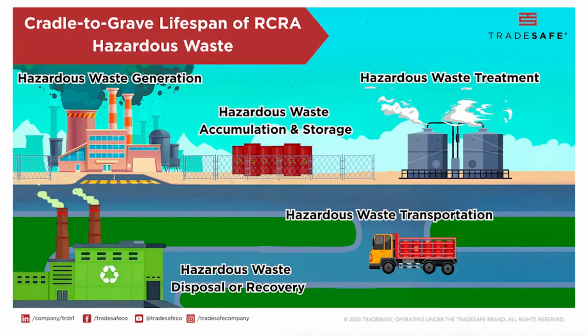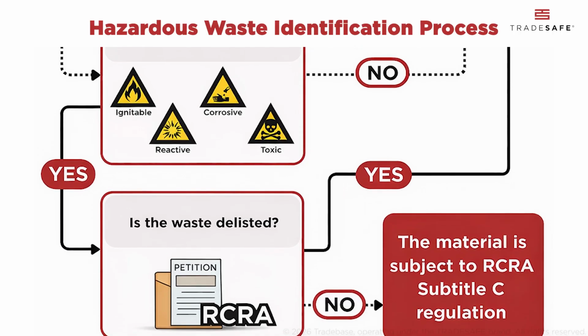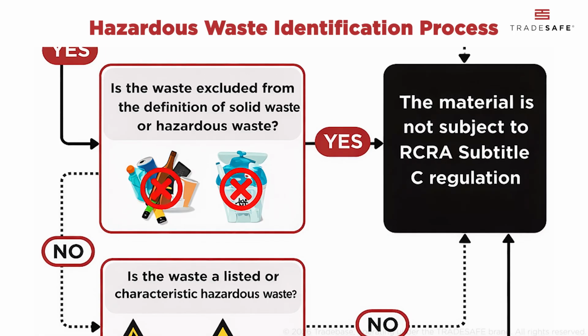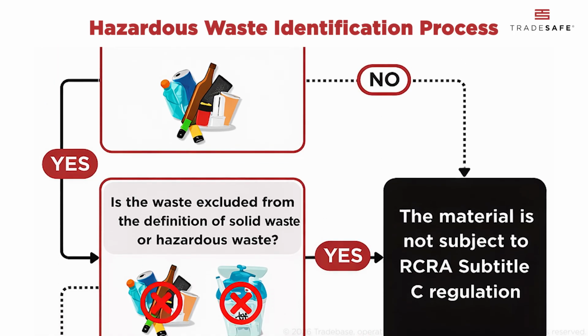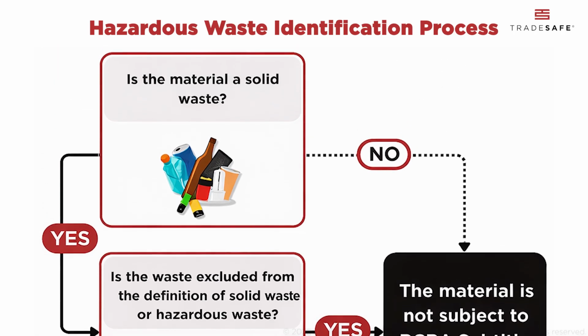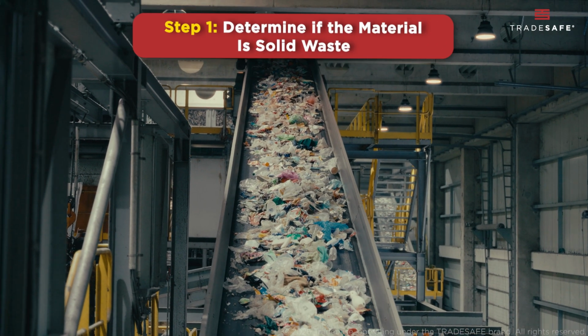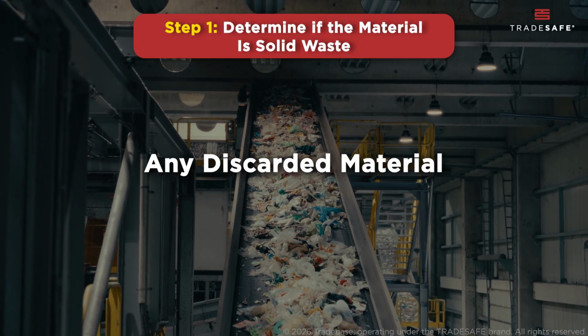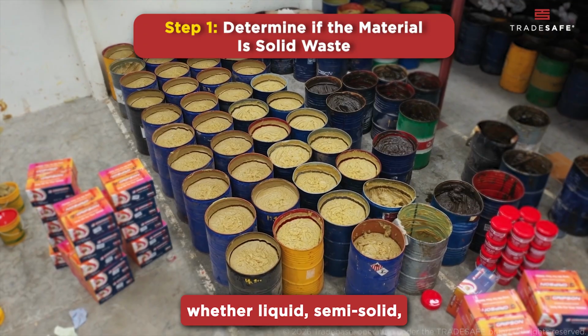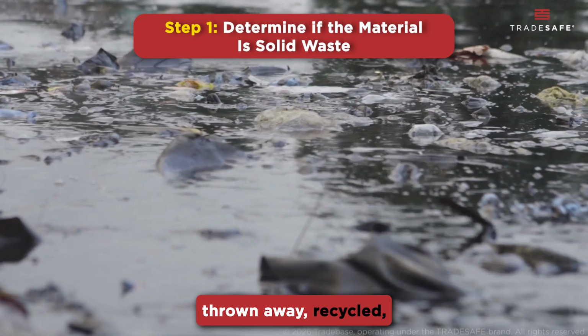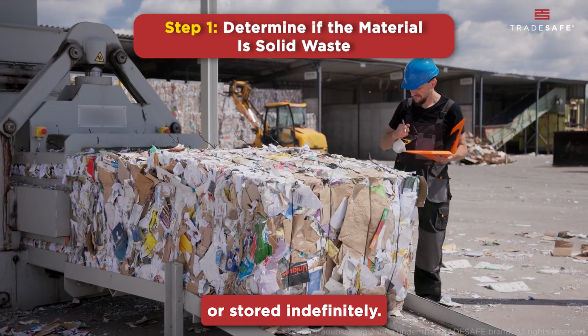to treatment and disposal. Trained professionals follow a strict, step-by-step procedure set by the EPA to identify hazardous wastes. Here's how the experts do it. The first step is determining if the material is a solid waste. According to RCRA, solid waste is any discarded material, whether liquid, semi-solid, or contained gases, that is no longer being used and is thrown away, recycled, or stored indefinitely.